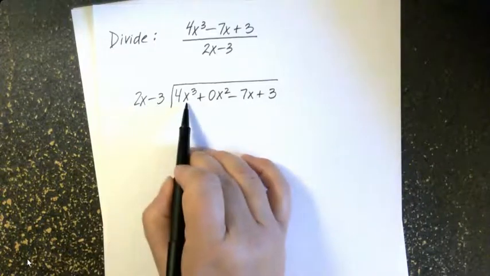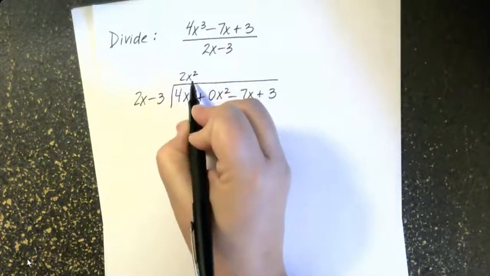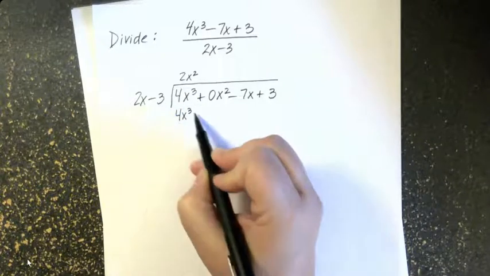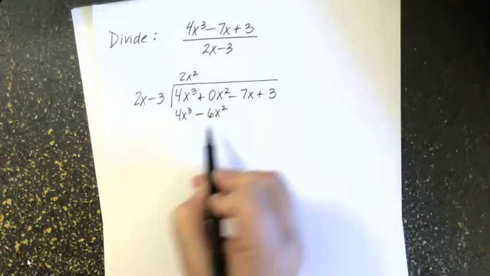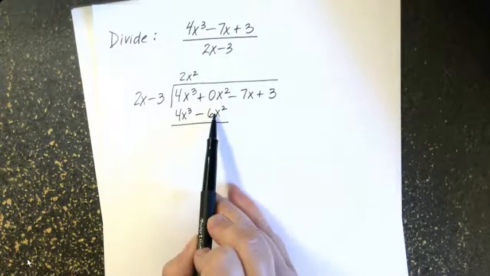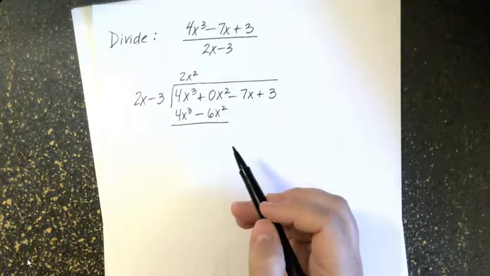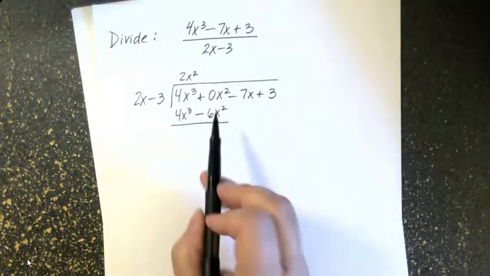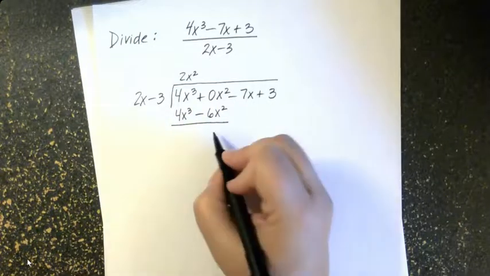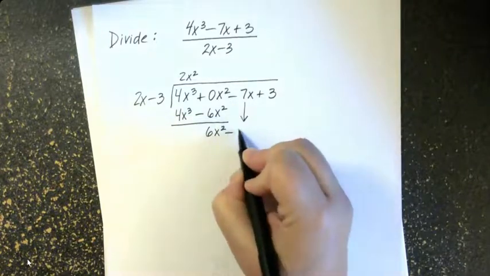2x times what makes 4x cubed? Well, that would be 2x squared. 2x squared times 2x is 4x cubed. 2x squared times negative 3 is negative 6x squared. If we hadn't had this placeholder there, that would have been up under here, and we can't add unlike terms. We have to have the same exact exponent to be able to add or subtract our terms. So you have 0 minus a negative 6. Minus a negative 6 is the same as plus 6, so this is plus 6x squared. Bring down the next term.